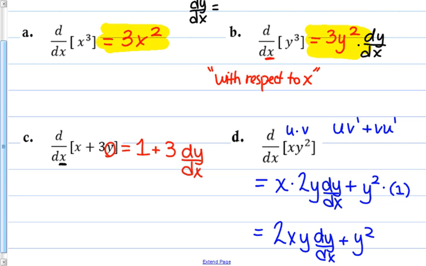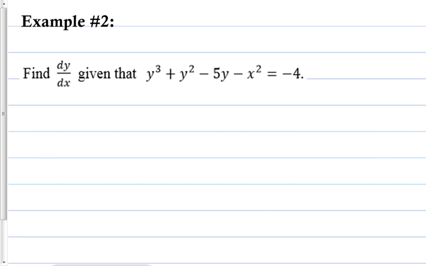All right, next. Example 2: find dy/dx given that y cubed plus y squared minus 5y minus x squared equals negative 4. Okay, so this is an implicit differentiation. I'm going to do every single derivative, but remembering that every time I take the derivative of y, I have to tack on that dy/dx. So using your guidelines on the above part of your notes, differentiate both sides with respect to x.